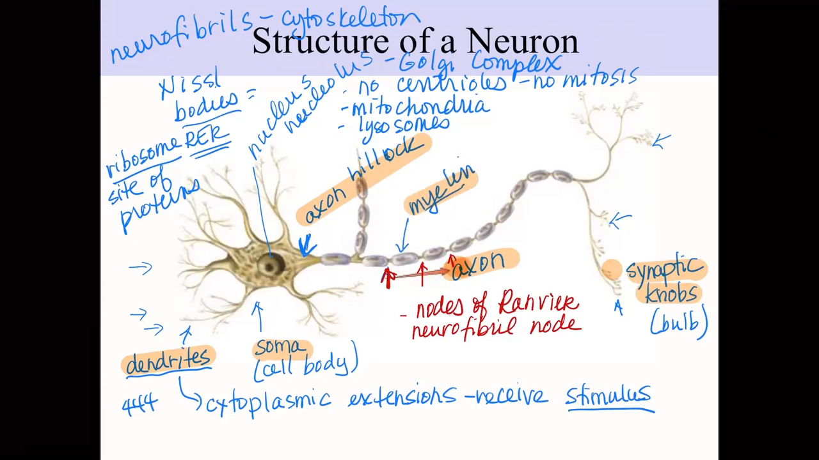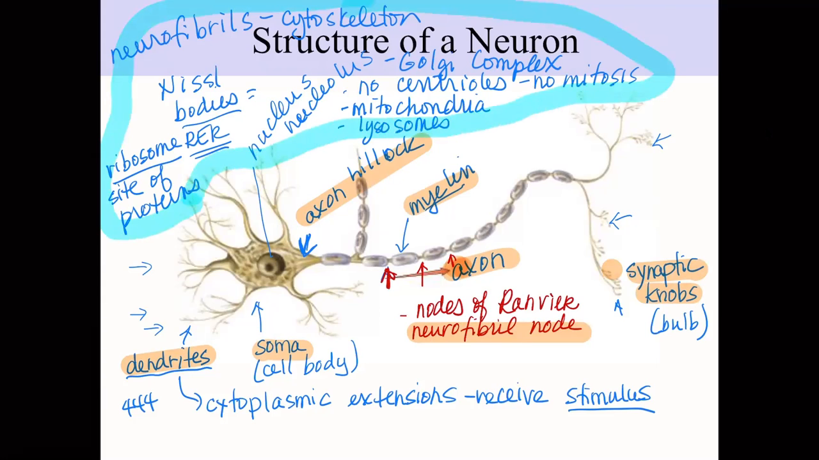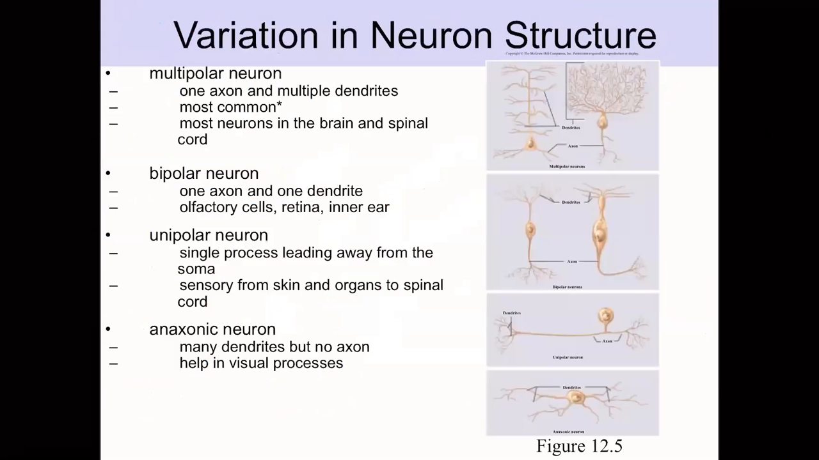Okay, myelin is what's going to wrap around the axon. These neurofibril nodes are the spaces in between the myelin. Okay, and then all of this stuff up here, these are all things that are in the cell body. So these are just what's inside the cell and what makes it function. Does that make sense? So this is one big cell, and it's got all these different parts. All right, let's go on.